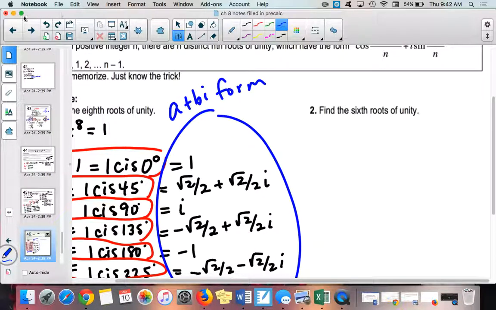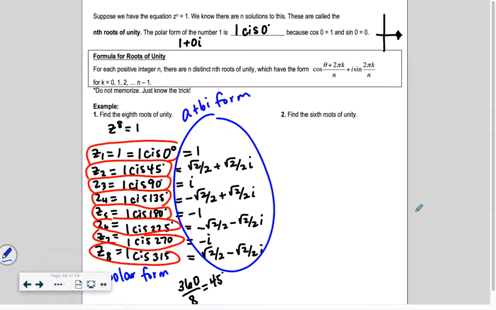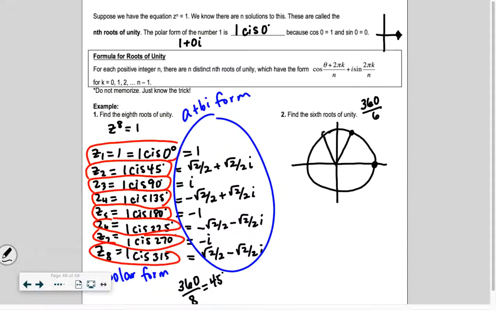All right, let's say we wanted it in a plus bi form. We know that we have the 6th roots of unity. We can think about the unit circle and say my first answer is going to be here. Then I can take my 360 and divide it into 6 pieces. So every 60 degrees I'm going to have another answer. If we continue going every 60 degrees, we get all of them. Let's think about what those are, because we know those values from the unit circle.